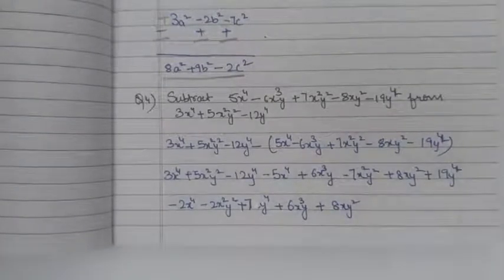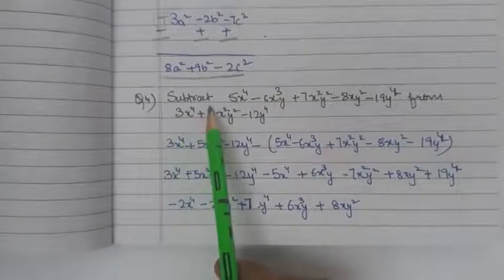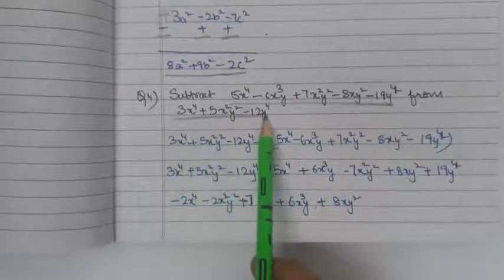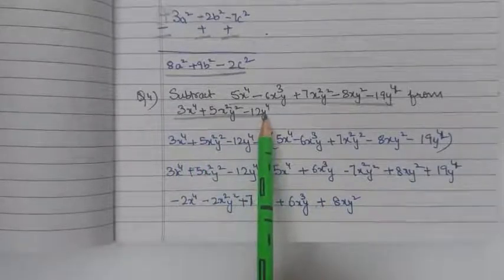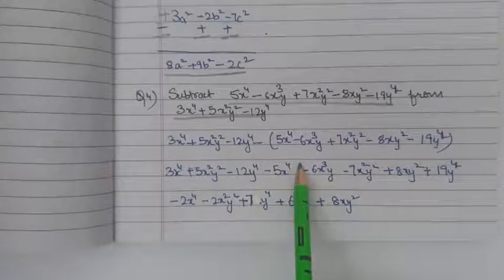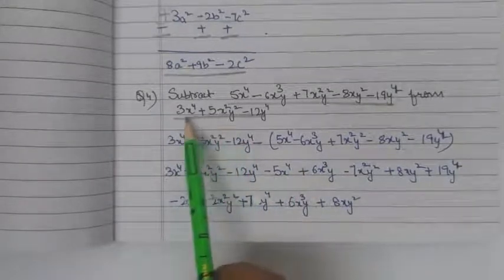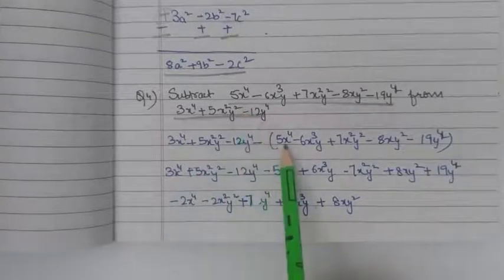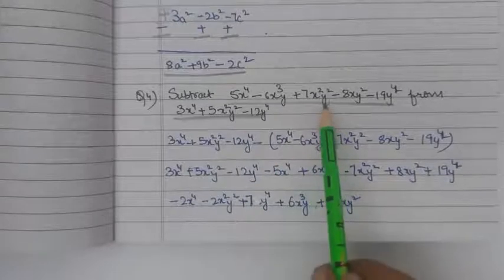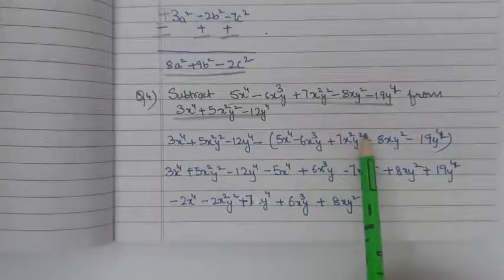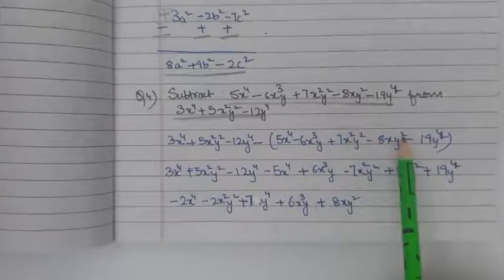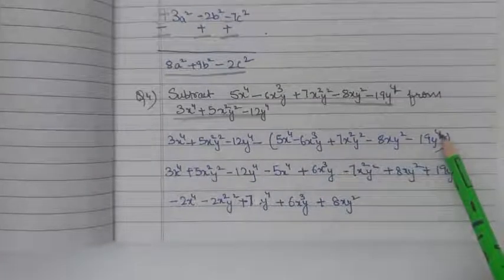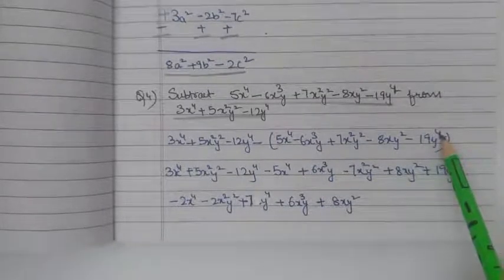Now let us move to the next question. Subtract this expression from this expression. Now you can follow any method. I am doing it here horizontally. So first of all, I'll write this expression, minus 5x4 minus 6x cube y plus 7x square y square minus 8xy square minus 19y4. Now let us start combining the like terms.